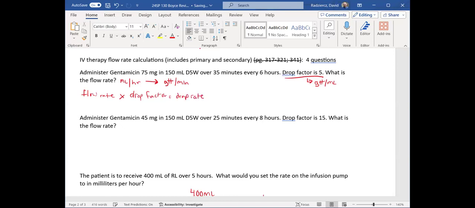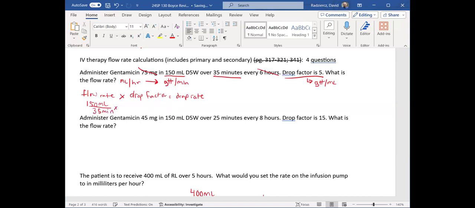Okay, so what is my flow rate? My flow rate is volume over time. Okay, what's extra is, do I care about the strength of the medication? Yes, because I want to make sure I'm administering the correct medication to the patient, but I don't care about it from the standpoint of doing math. Does it matter every 6 hours? Sure, that absolutely matters. But for right now, we want to know what we're setting the infusion pump to right now. Okay, so I'm going to take my 150 ml over my 35 minutes.